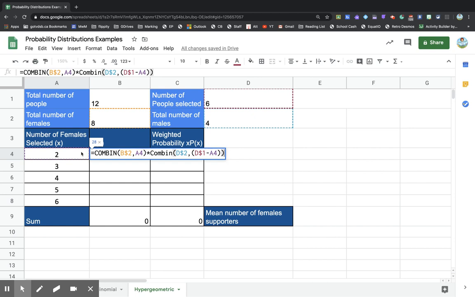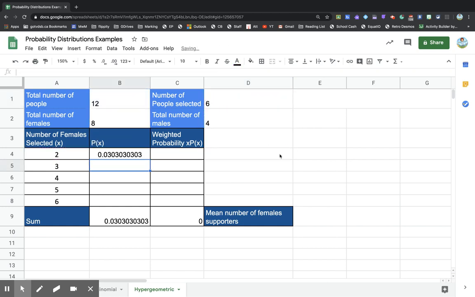So that's my numerator. That's the number of outcomes that are going to get me 2 females and 4 males. I have to divide that by how many ways I can just pick 6 people. So just picking 6 people out of 12 will just be 12, choose 6. Okay, I want to lock both of those in. This denominator is always going to be 12, choose 6. So I do that and I press enter, and you can see we get our probability with way too many decimal places.